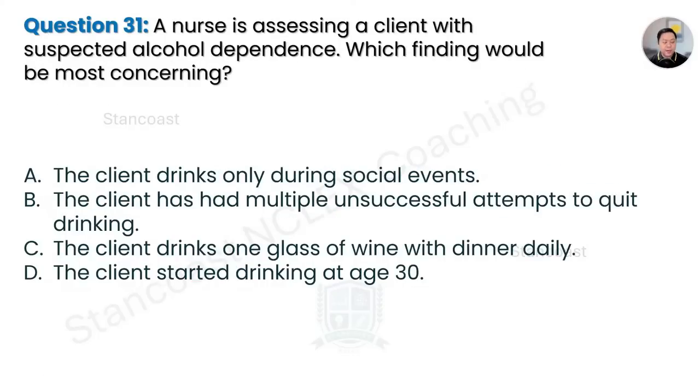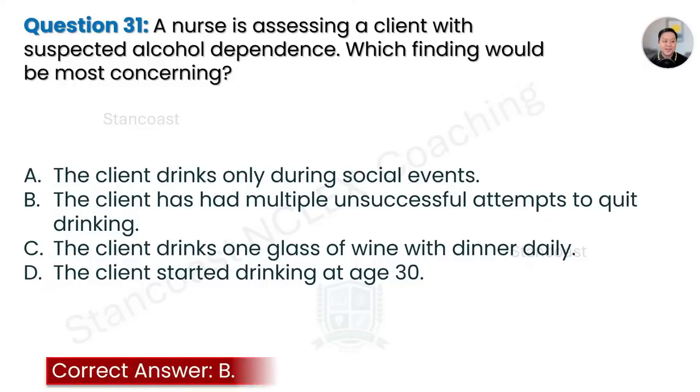Number 31, a nurse is assessing a client with suspected alcohol dependence. Which finding would be most concerning? A, the client drinks only during social events. B, the client has had multiple unsuccessful attempts to quit drinking. C, the client drinks 1 glass of wine with dinner daily. And D, the client started drinking at age 30. The answer is letter B.